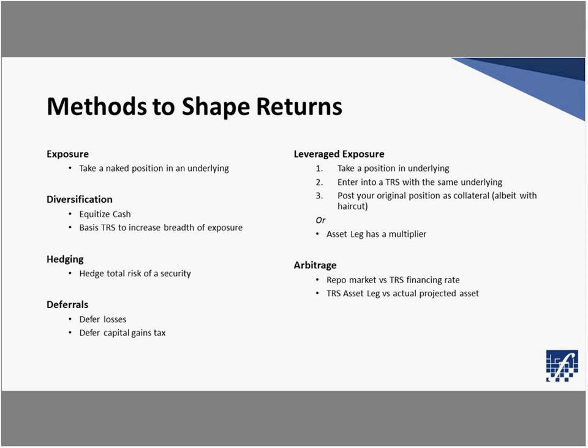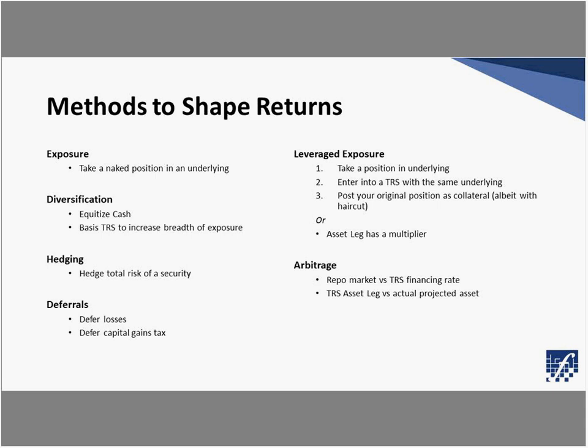Finally, we'll move on to how we actually use these things to gain exposure. First, the most obvious: you can take a naked position in the underlying. You don't have to go out into the cash market to buy it to gain exposure. Second is diversification. You can equitize your cash, which isn't diversification per se, but it's broadening the scope of your return sources.